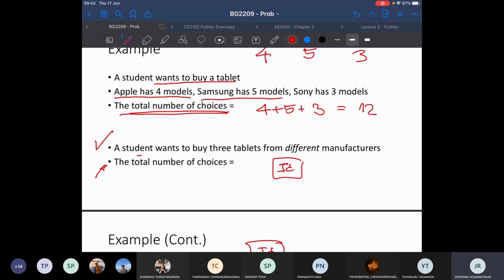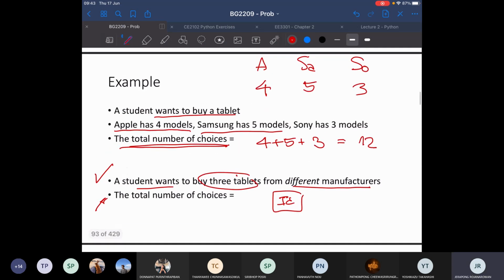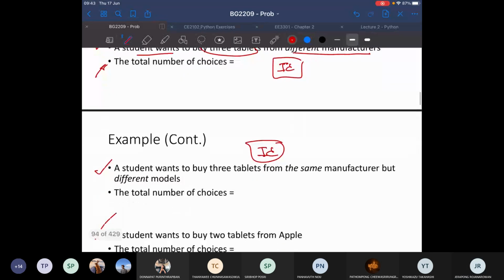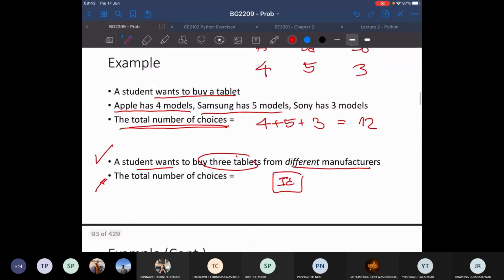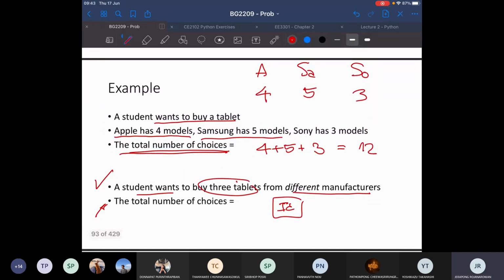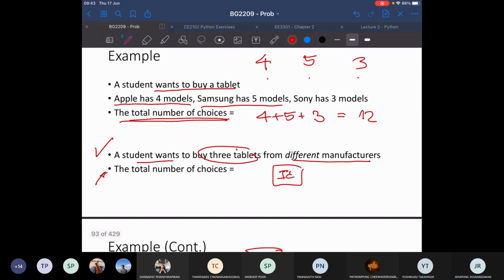Okay. Student wants to buy this time 3 tablets from different manufacturers. So it means you need to buy one here and one here and one here, right? So what's gonna be? It's gonna be 4 into 5 into 3, right? That's the answer.